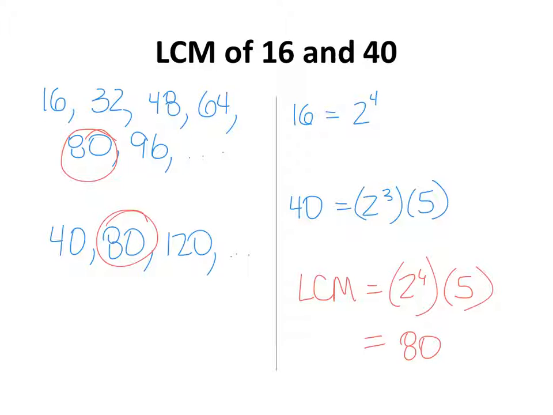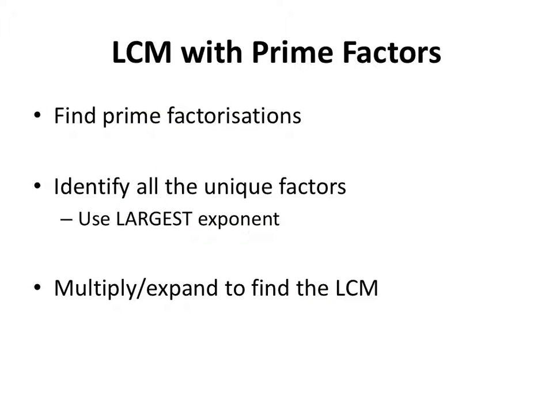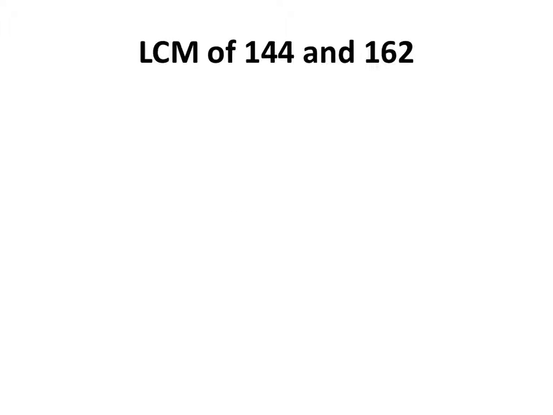Our strategy then for finding least common multiple in Math 10 is going to be to find the prime factorization, identify all of the unique factors in those lists using the largest exponent when we have common powers, and then we'll multiply or expand to find that least common multiple. And so in this example, let's push pause and find the prime factorizations for each number.